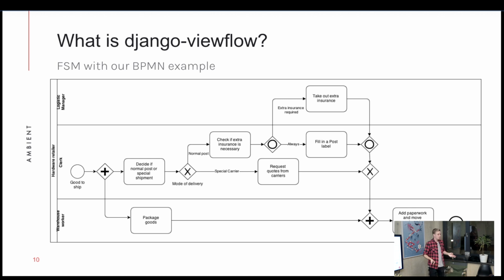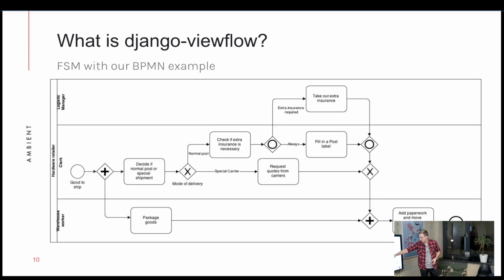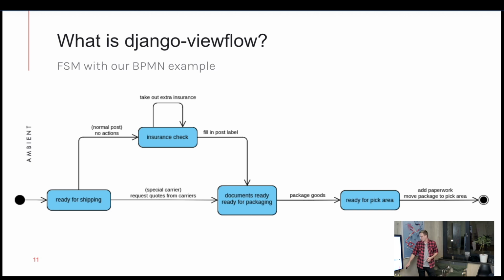Well, it has to happen either way. There is no chance for us in a finite state machine to display that we have to take two routes and that they have to happen at a similar time. So it has to happen either way. That's why I moved the package goods step, which is at the very bottom in the bottom lane, to the very end of the finite state machine. As you can see, it happens after the document's ready for packaging step.